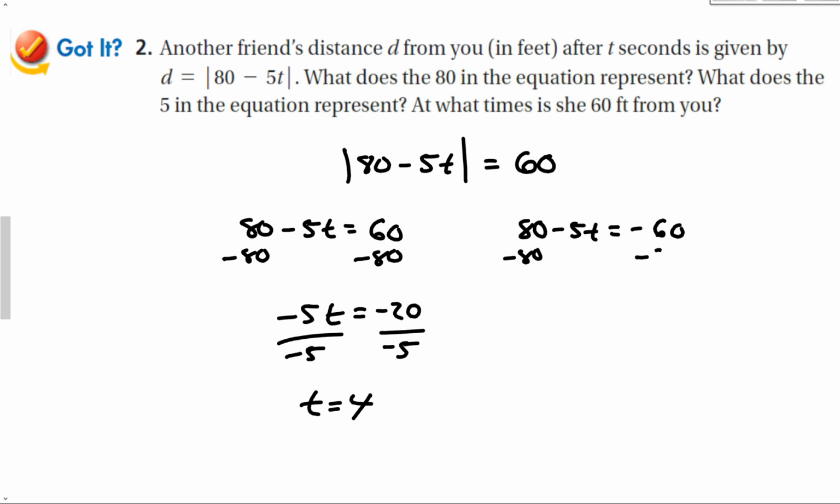Same thing over here. Subtract 80 from both sides, and we get negative 5t is equal to negative 140. Divide out the negative 5, and I get t is equal to 28. So for this problem, this person is going to be 60 feet away at 4 seconds and at 28 seconds.